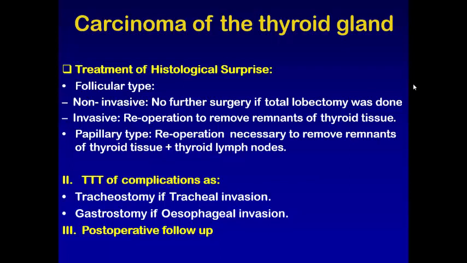Regarding the prognosis, certain factors increase the risk, including age. Males above 40 and females above 50 years of age have a bad prognosis. Size of the lesion: if the tumor is more than 5 centimeters in diameter, this is also a bad prognosis. The presence of capsular or blood vessel invasion also indicates a bad prognosis.